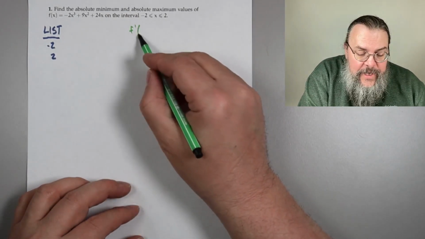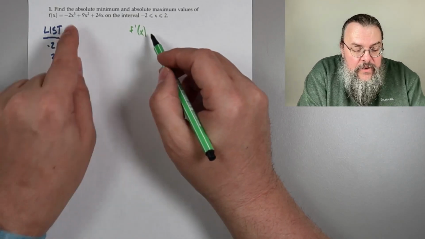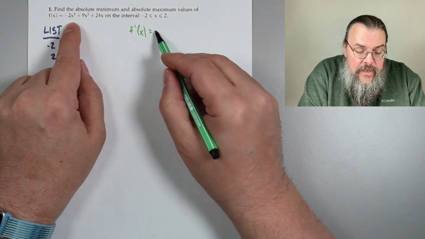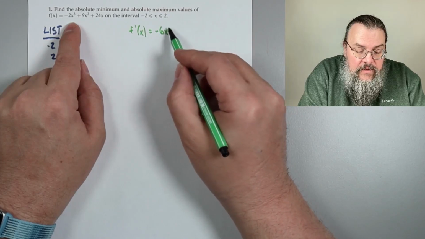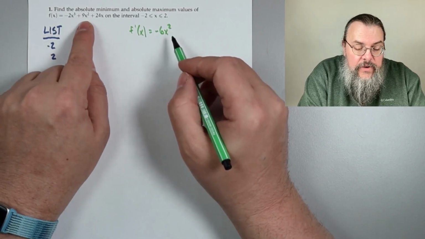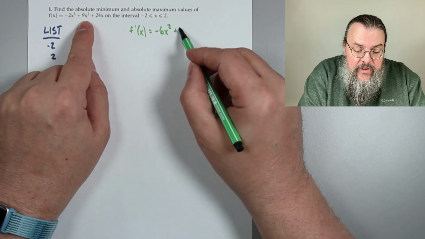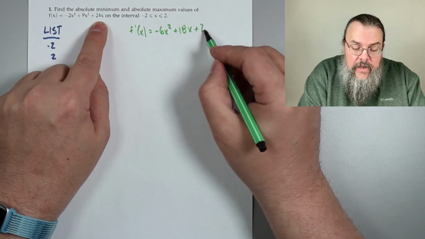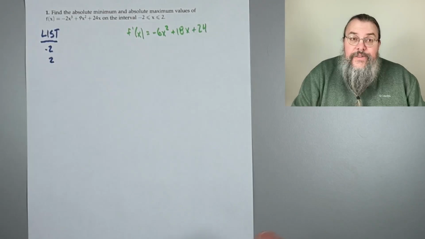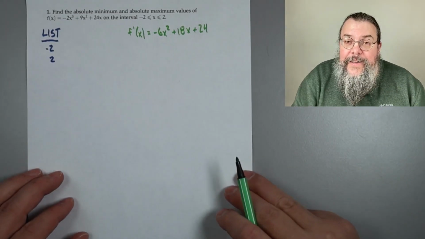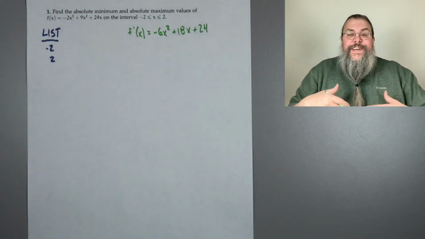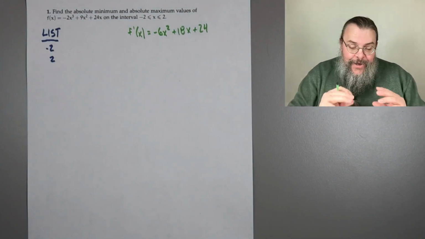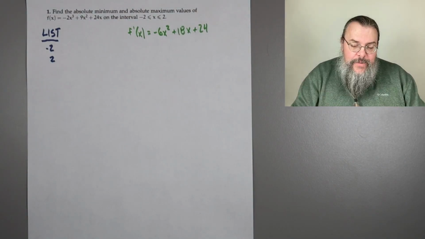So let's first look at our derivative and see what we have. Term by term, derivative of minus 2x cubed, that's minus 6x squared. Derivative of 9x squared, 18x. Derivative of 24x, 24. Now, some good news. This is never undefined. It's a beautiful function, polynomial. It's the kind of function we'd love to take home and meet our family.